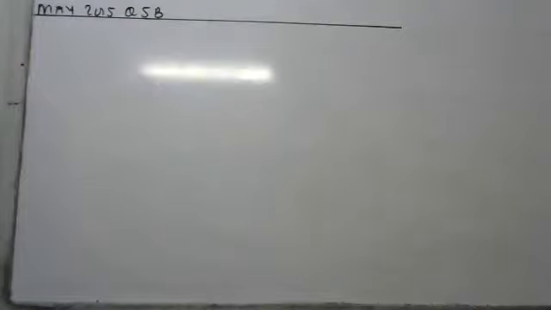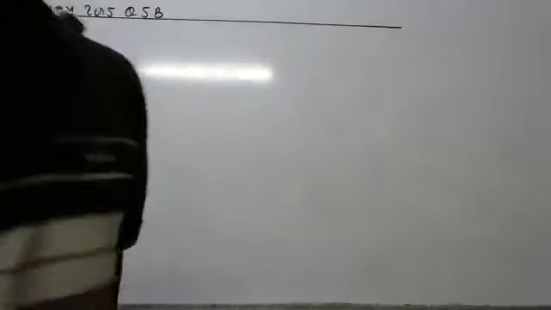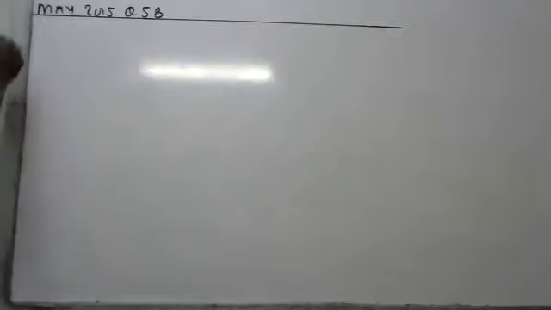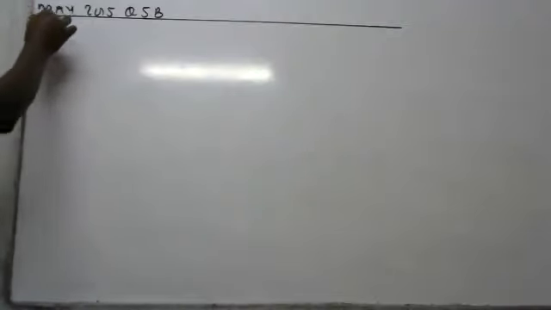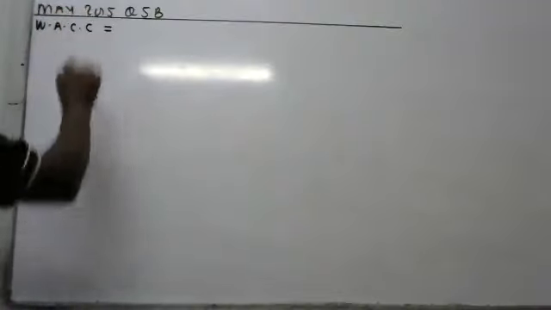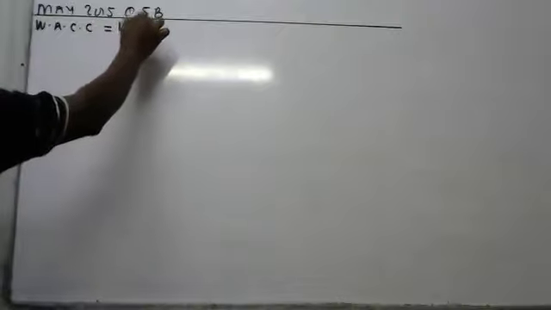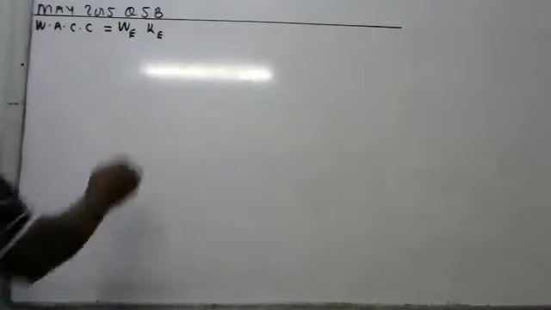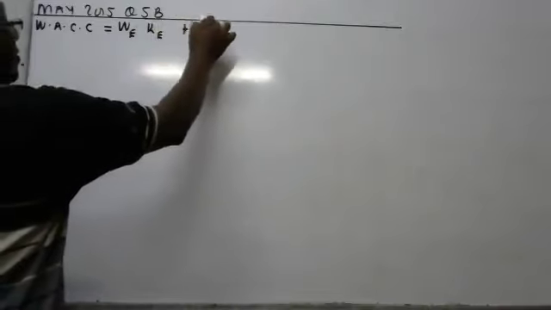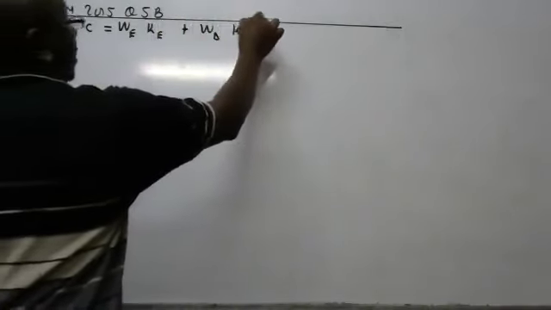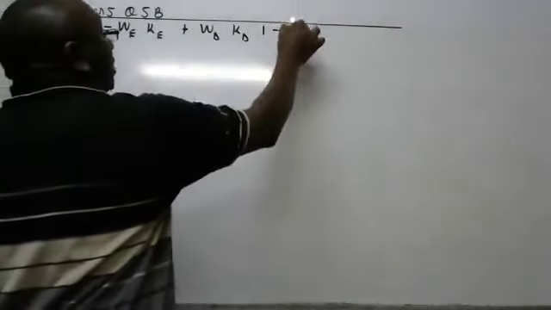Economic value added. Before we draw the economic value added, we will need to get the weighted average cost of capital. The weighted average cost of capital. How do you get that? Weight of equity, cost of equity plus weight of debt, cost of debt, 1 minus tax rate. Good.